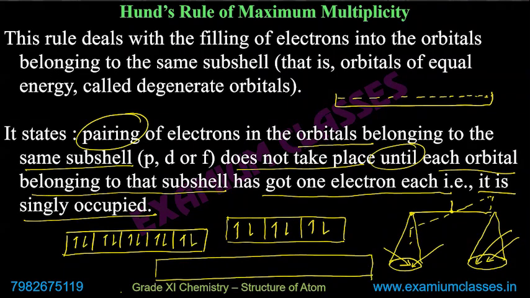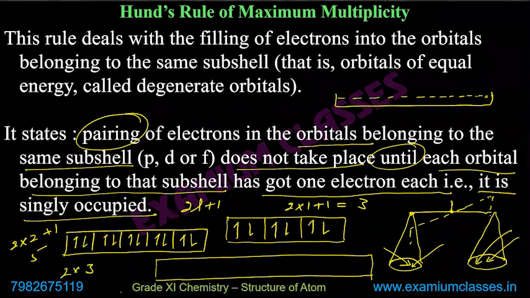The number of orbitals is 2l plus 1. For p, l is 1, so 2 into 1 plus 1, that is 3. For d, l is 2, so 2 into 2 plus 1, 4 plus 1, 5. For f, l is 3, so 2 into 3 plus 1, that is 7. So here 1, 2, 3, 4, 5, 6, 7.